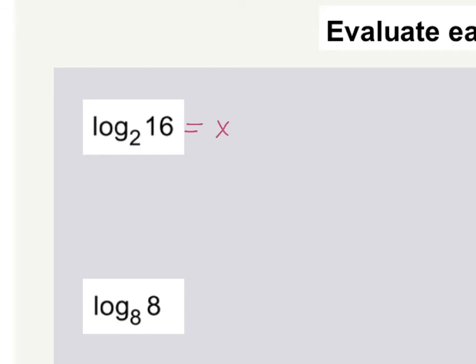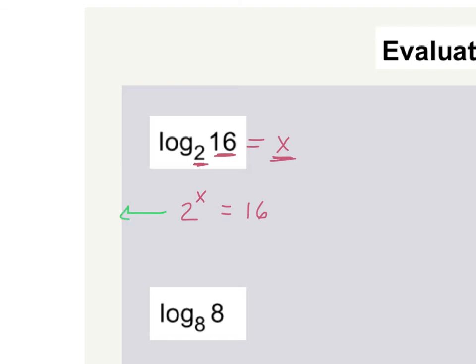So the best way when doing these is to change it from log form to exponential form, because we can solve an exponential equation. So our base we can find in the basement, so we have 2. It's raised to, so our exponent is going to be on the other side of the equal sign, and then that's equal to whatever's left, which is 16. So we need to find out 2 raised to what power is 16.